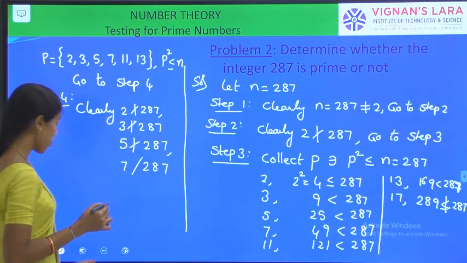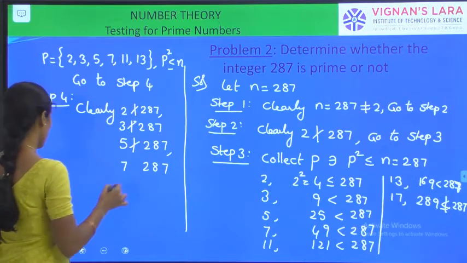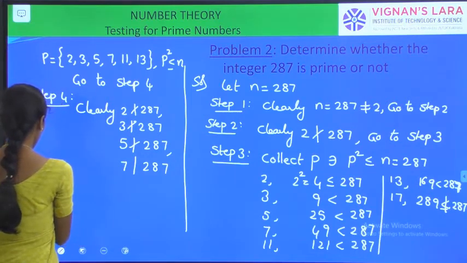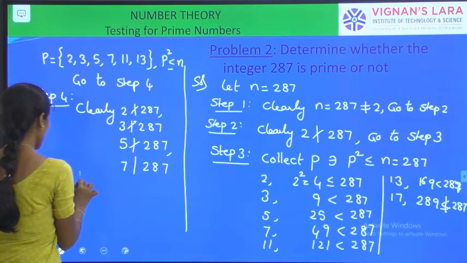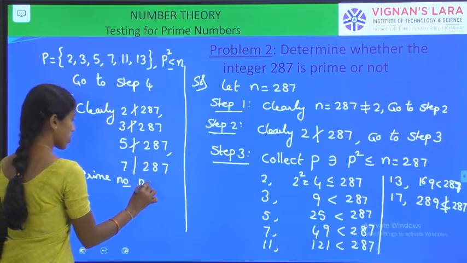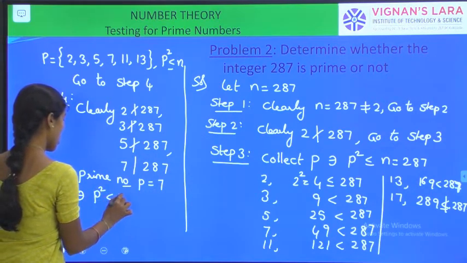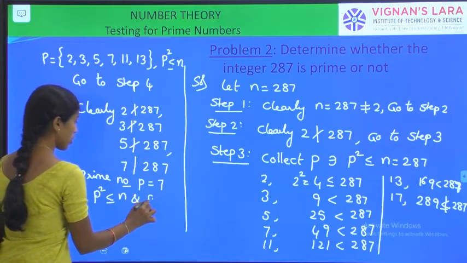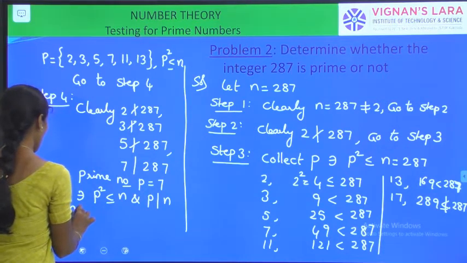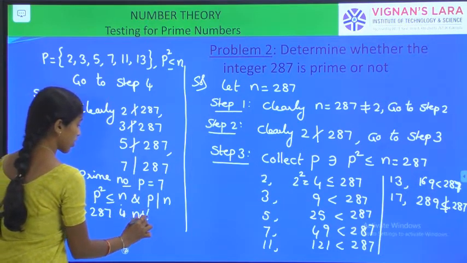Right? Because such a prime number exists here, from step 4 there exists a prime number p which is equal to 7 such that p square is less than or equal to n and p divides n. So from the algorithm, n equal to 287 is not a prime number.